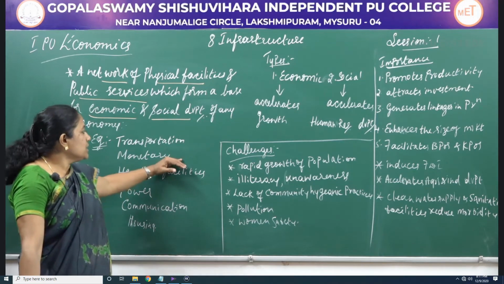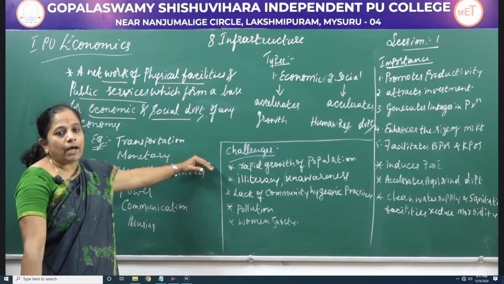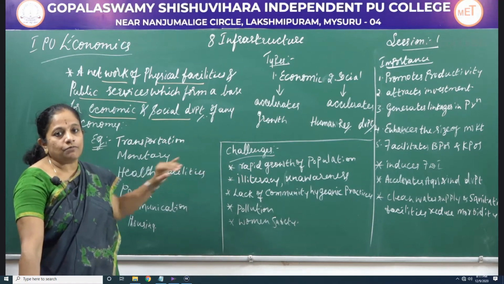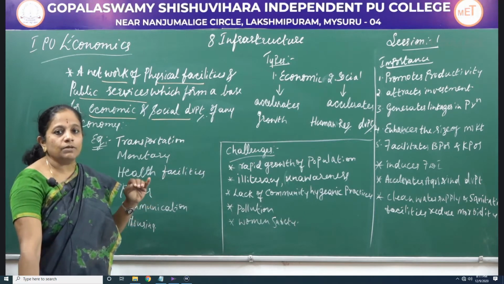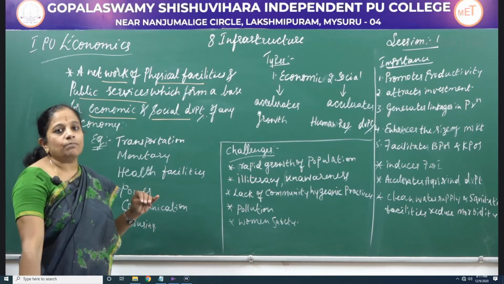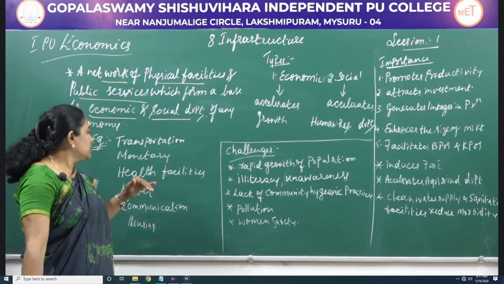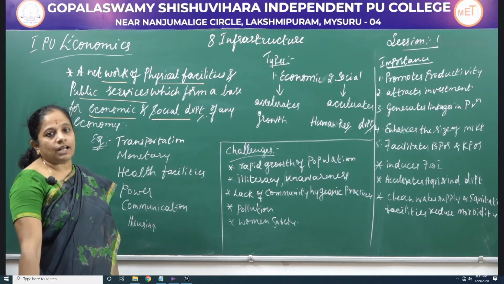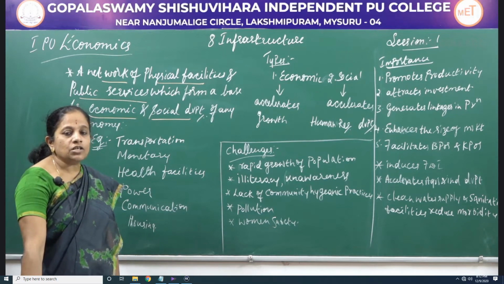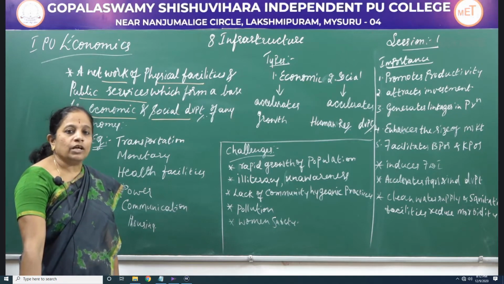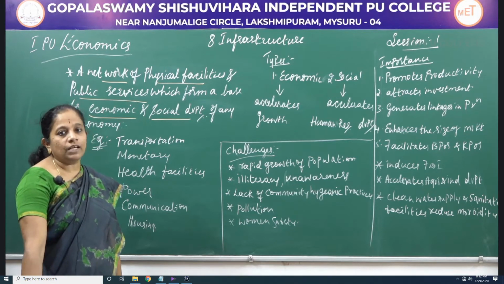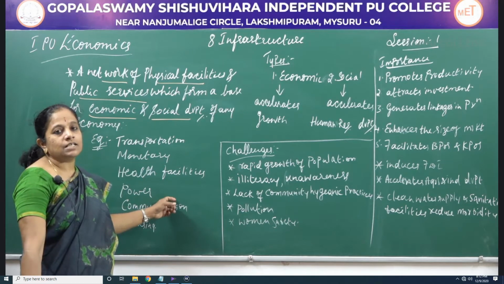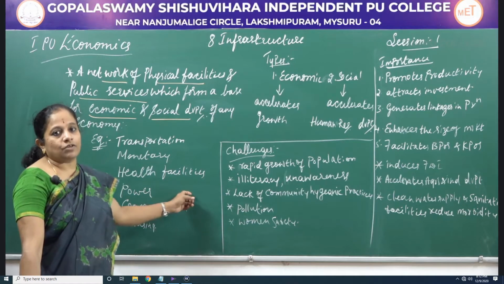And monetary infrastructure includes the banking sector, insurance sector and also all the other types of financial institutions which are very much required for the development of society. The third one is health facilities. Hygienic awareness as well as good health and sanitation facilities contribute a lot to the progress of any economy. The next one is the power sector. This is an integral part of infrastructure.